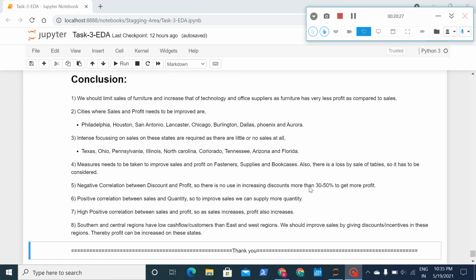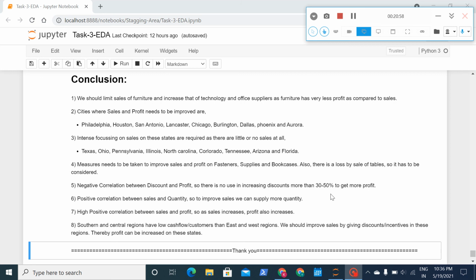Texas, Ohio, Pennsylvania, Illinois, North Carolina, Colorado, Tennessee, Arizona, and Florida are the states with losses. Measures need to be taken to improve sales and profit on fasteners, supplies, and bookcases. Also, there is a loss in sales of tables, so it has to be considered. A negative correlation stands between discount and profit, so there is no use in increasing discounts more than 30 to 50 percent to get more profit.